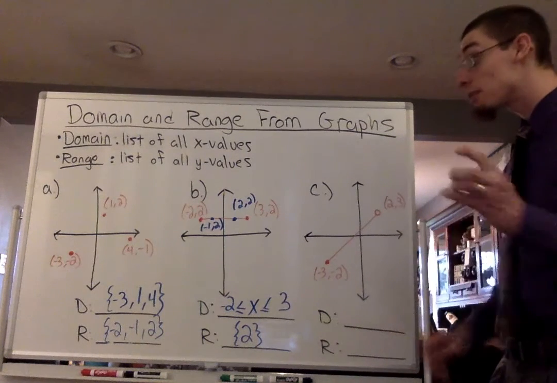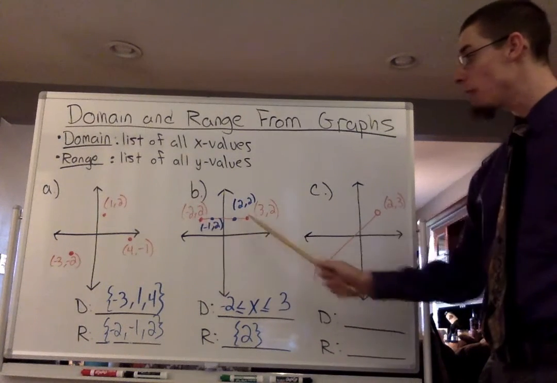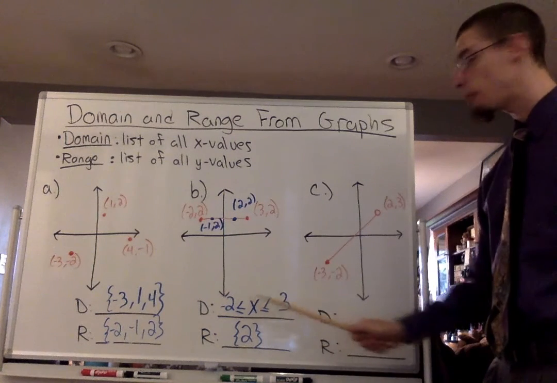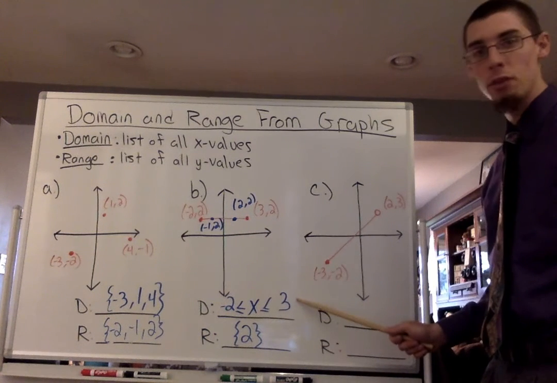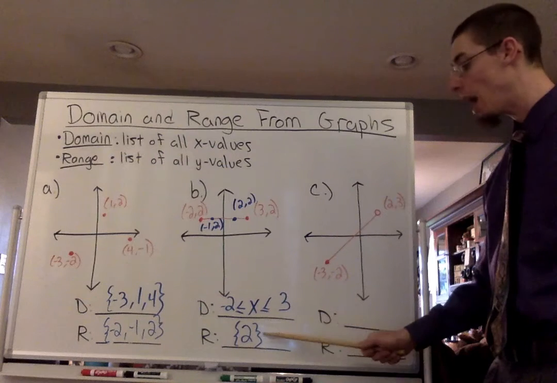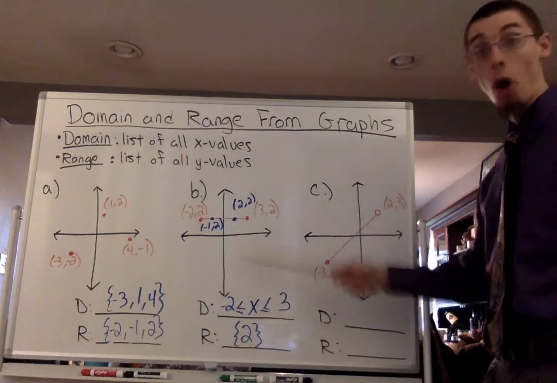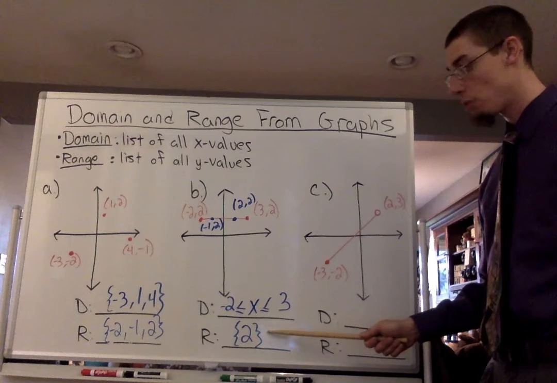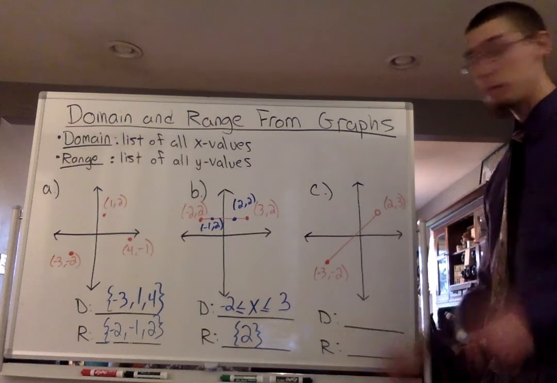So x, right, as you go from left to right, the x changes. The x can be all these different numbers in between negative 2 and 3. But the y, since it does not go up or down, the y does not change. The range is just 2.